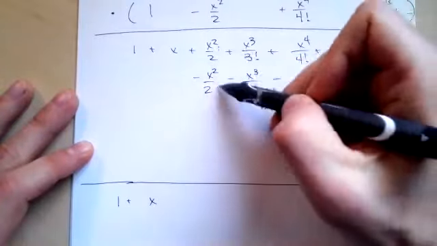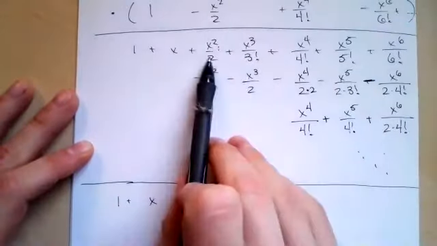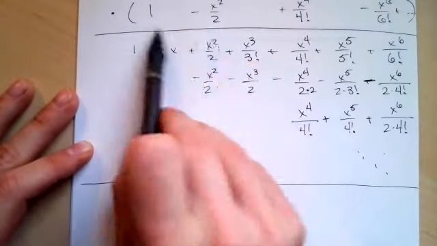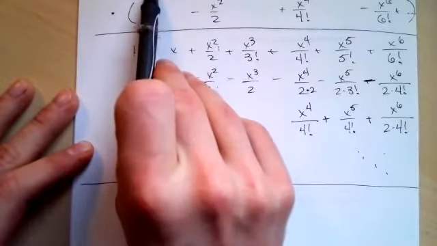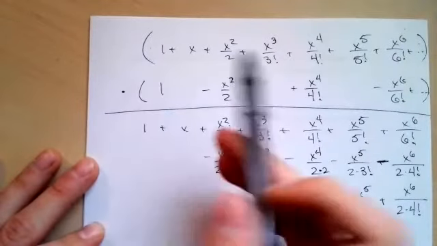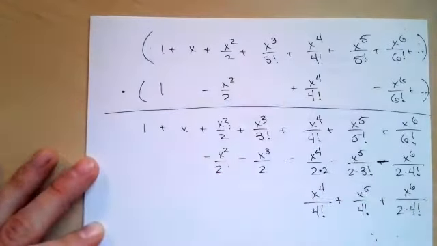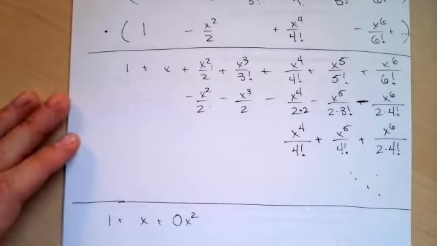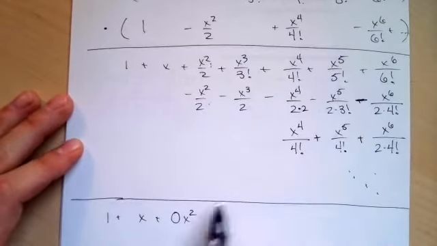What's going on with the squared terms? Well, we're going to have a positive x squared over 2, and then we're actually going to have a negative x squared over 2 from that multiple. And there's no other combinations of these powers that are going to give us an x squared over 2. So we have 0 x squared. I'm going to keep that 0 in just as a placeholder.